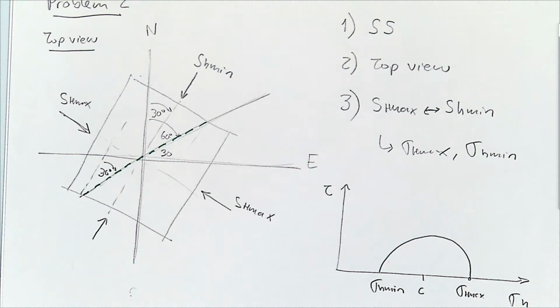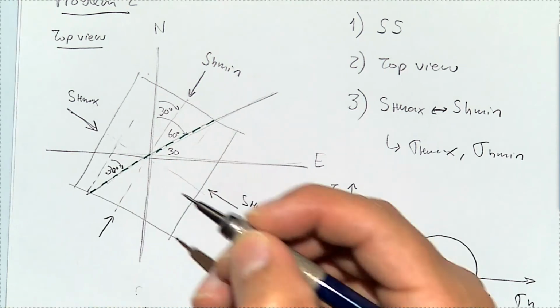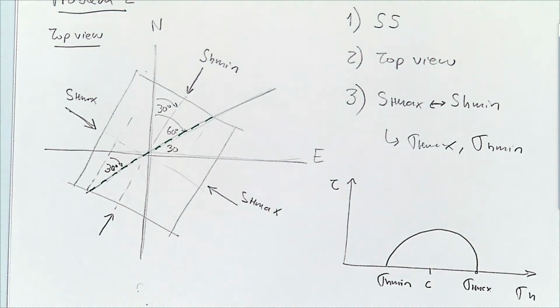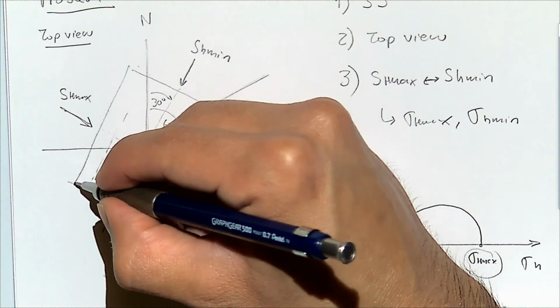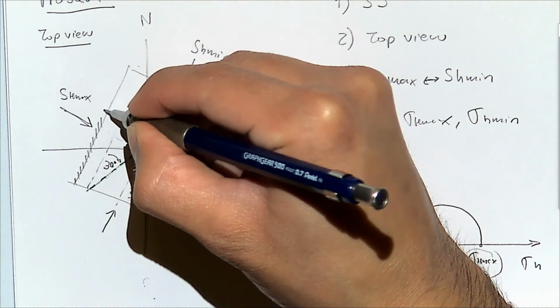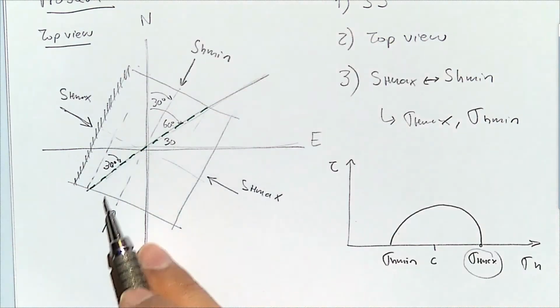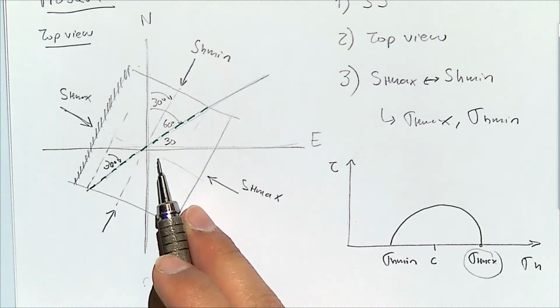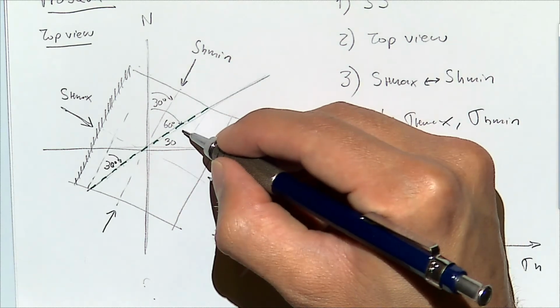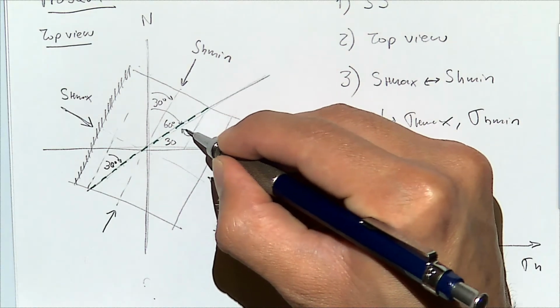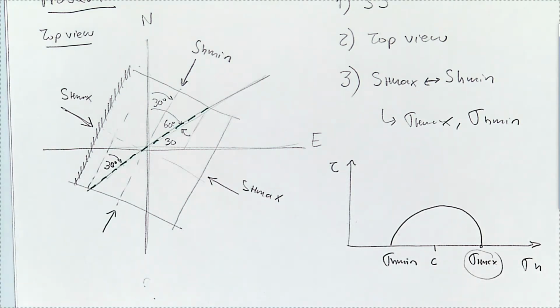Yes? Why are you going from the SH min, perpendicular to SH min, from that parallel to SH min? No, so I'm going always from the plane of the maximum stress, which is this one, to the plane of the fault. And that would be this angle, or, which is the same, this angle over here. That would be beta.